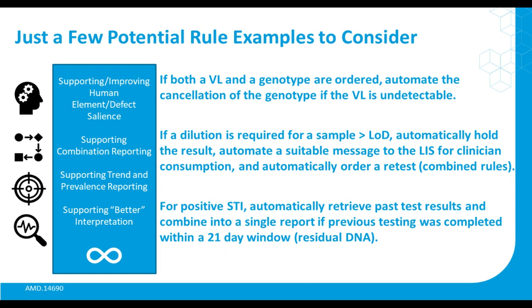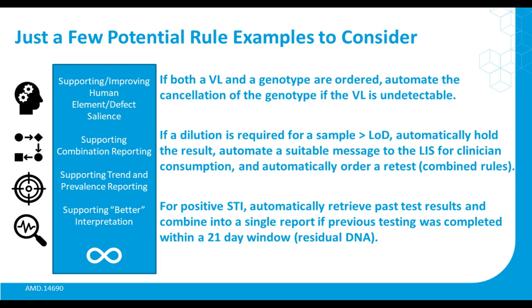Another example is if a dilution is required for a sample that's above the upper limit of detection, automatically hold that result, automate some suitable message to the LIS or clinician, and automatically order a retest. So that's a little bit more sophisticated, but it's the idea of combining what are normally steps that are followed by SOP by a person and having the system automate the transaction.